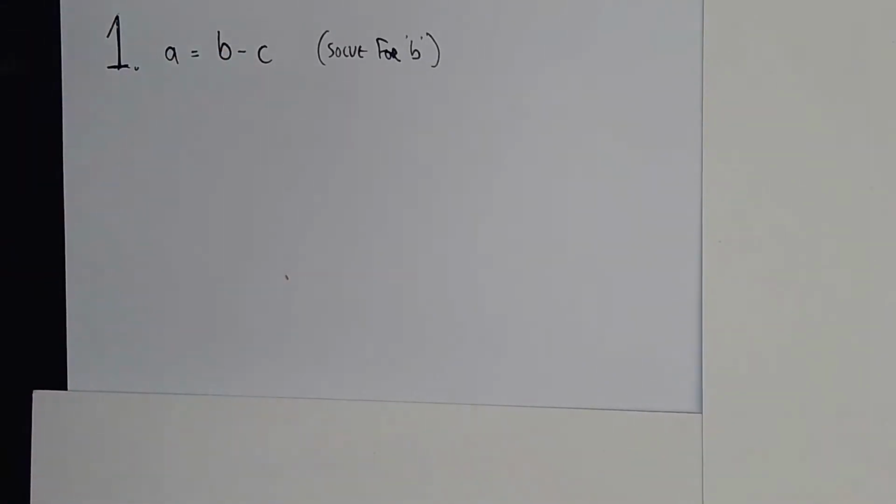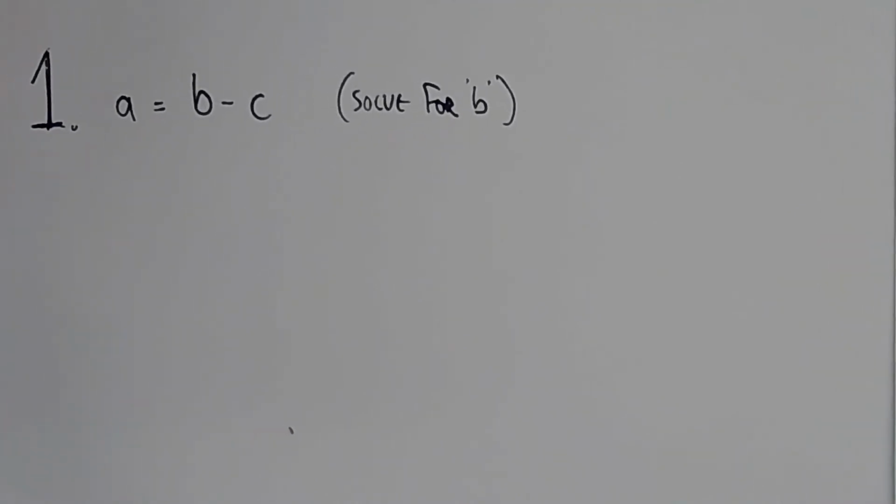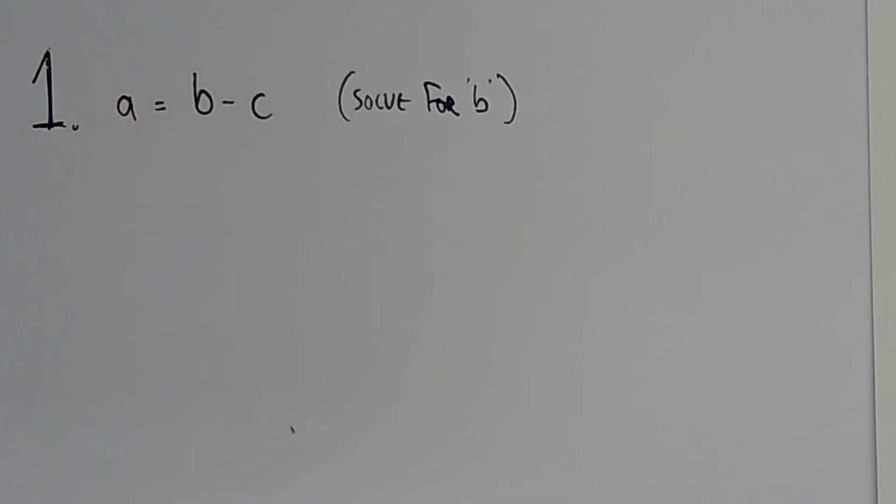I think we can afford to zoom in a little bit here. Number one. So we've got this equation, A equals B minus C. And the problem's asking us to solve for B.